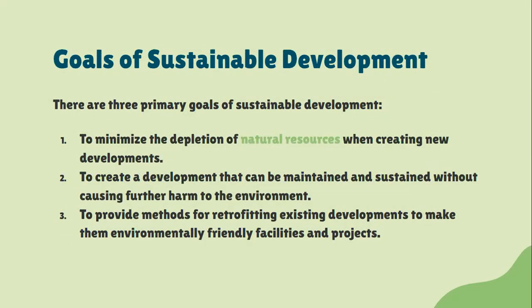Goals of sustainable development. There are three primary goals of sustainable development. Firstly, to minimize the depletion of natural resources when creating new developments. Secondly, to create a development that can be maintained and sustained without causing further harm to the environment. And thirdly, to provide methods for retrofitting existing developments to make them environmentally friendly.